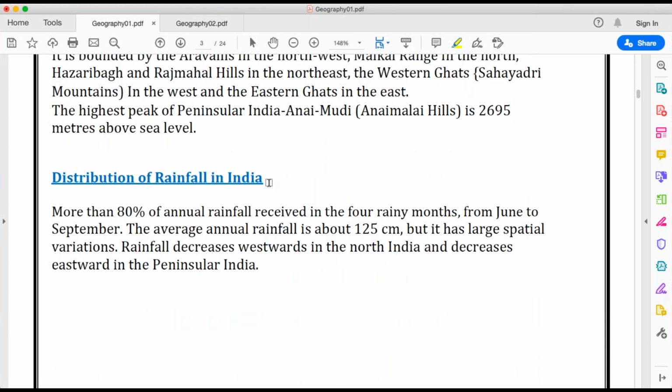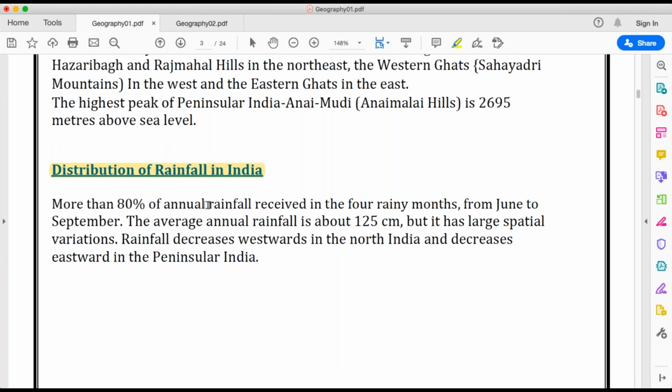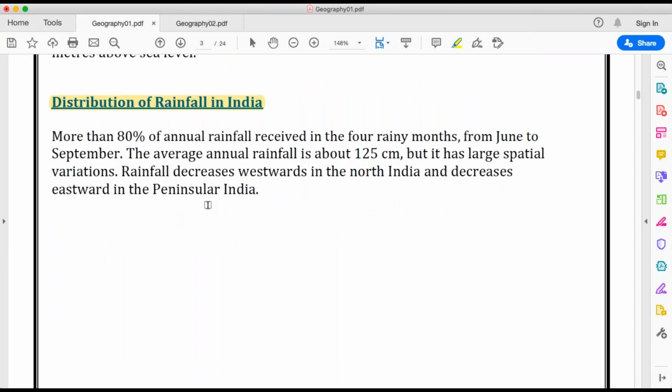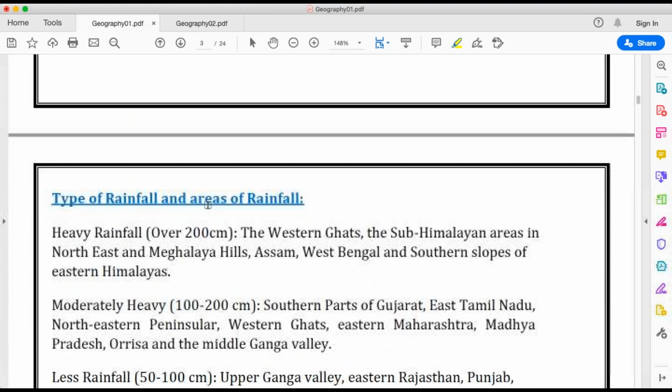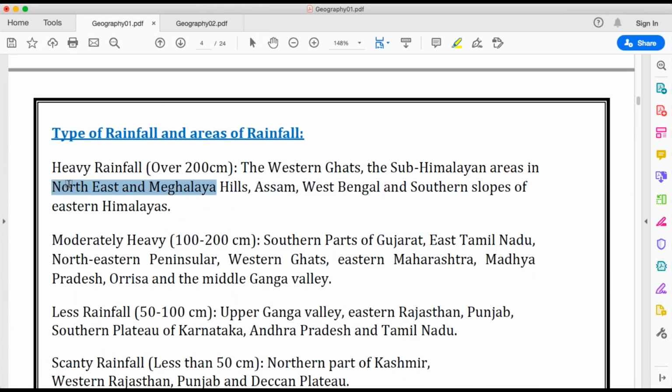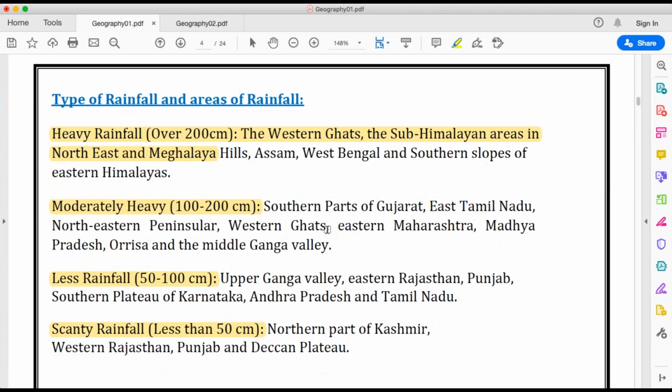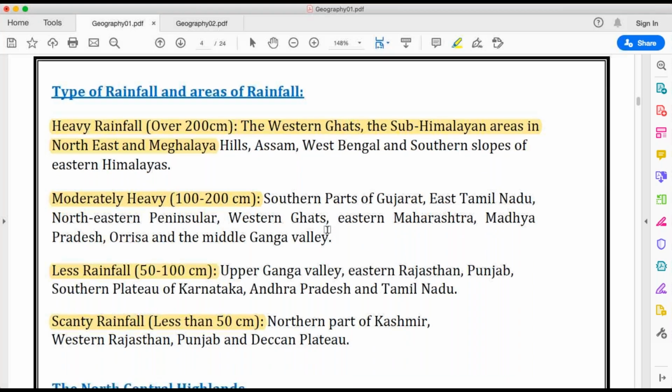What is important is distribution of rainfall in India. This is an important subsection. You should remember distribution of rainfall. What you need to remember is what are the areas which get heavy rainfall, what are the areas which get moderate, what are the areas which get less, and what are the areas which get scanty rainfall. These are the 4 things which you need to remember from the types of rainfall and areas of rainfall subsection.